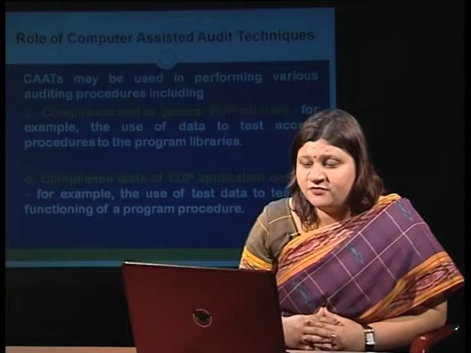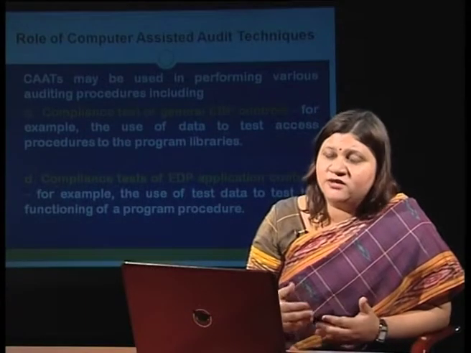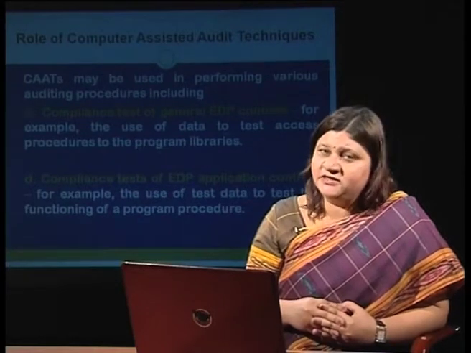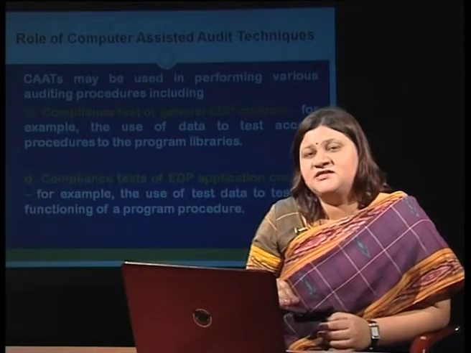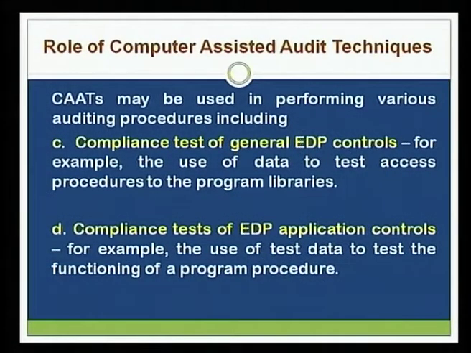CATs may be used in performing various auditing procedures, including these two also: compliance test of general EDP controls. General EDP controls we have already learned in our previous lecture. They are the overall controls of an internal control which are in place under the CIS system. So, compliance tests can be conducted under the general EDP controls using CAT techniques. For example, the use of test data to test access procedures to the program libraries.